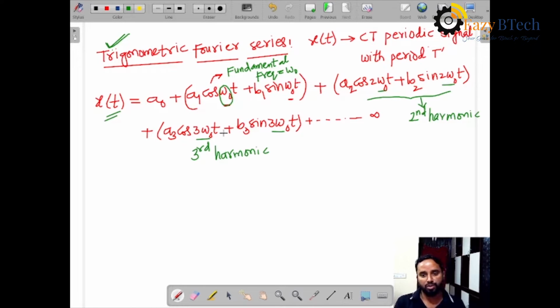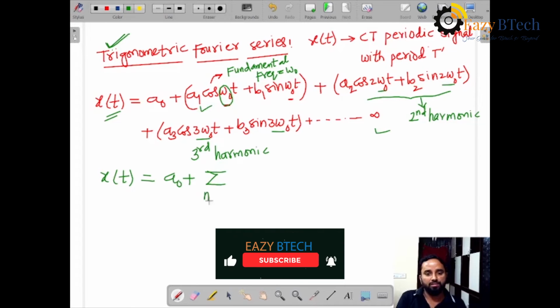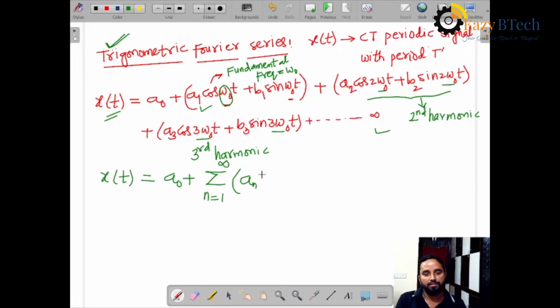So instead of writing the total series up to infinite terms, we can use summation. So x of t is equal to a naught plus summation n is equal to 1 to infinity, a n cos n omega naught t plus b n sin n omega naught t. So this is the meaning of trigonometric Fourier series.